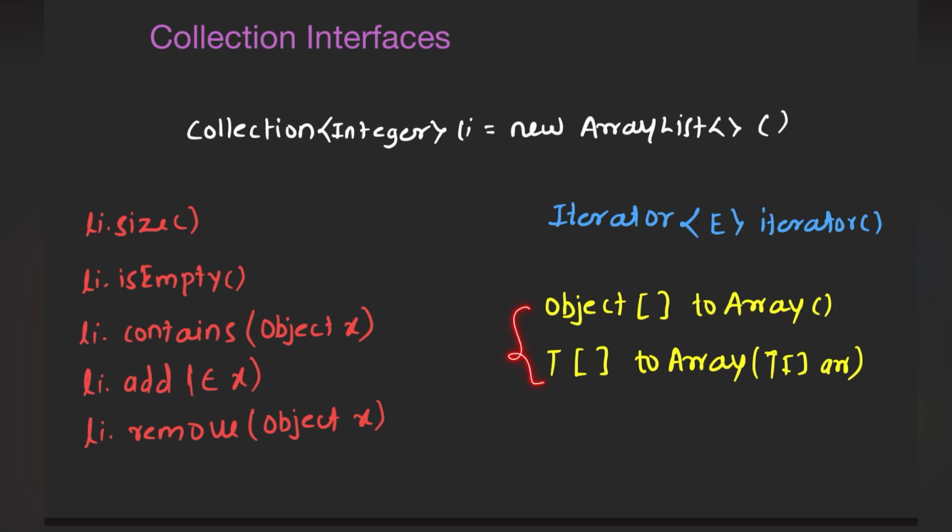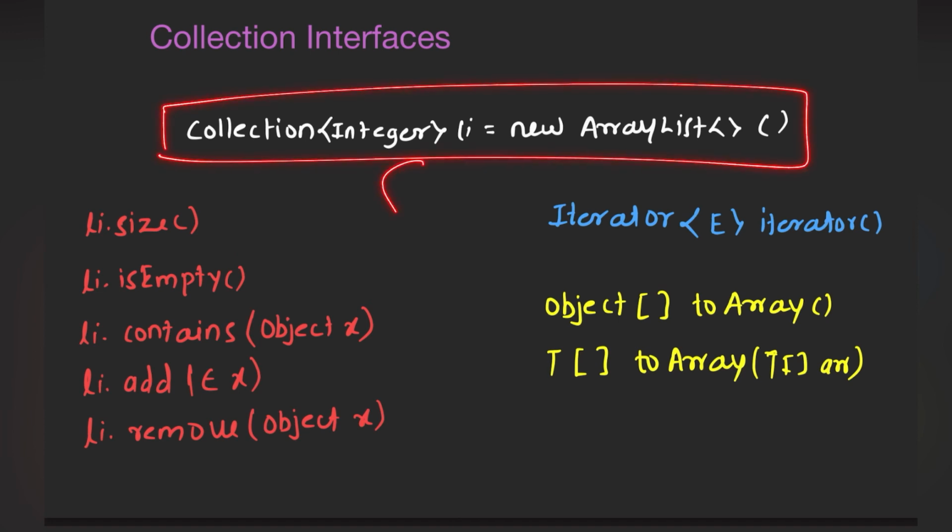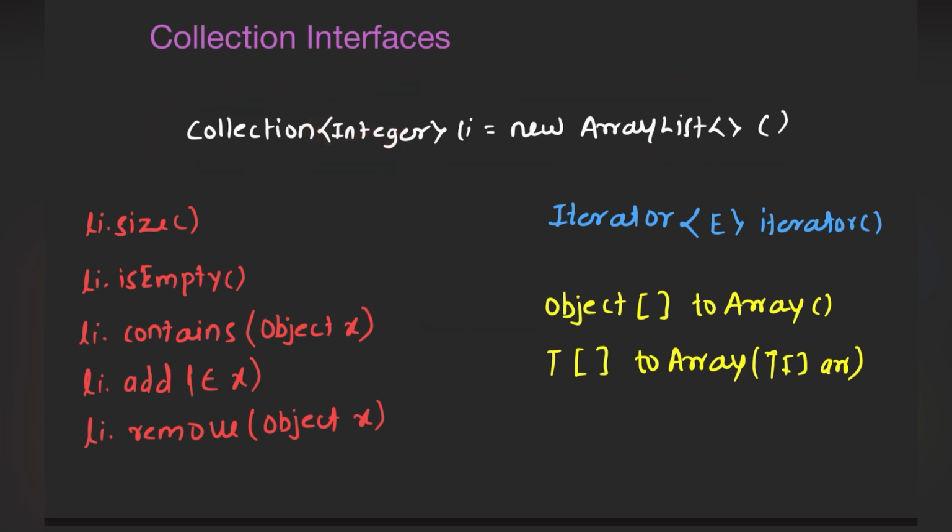The next two are called toArray methods. What does a toArray method say? We know this is a collection, and say for example I want to convert this collection into an array. Is it possible to convert any collection into an array? Yes. This is done with the help of two inbuilt functions: toArray returning an Object array, and the toArray method taking an array. Again, I'm going to have separate videos on these two. I hope you understood this.